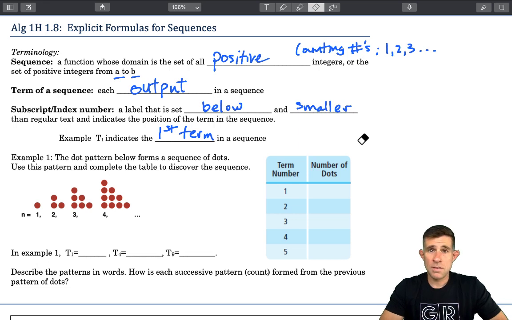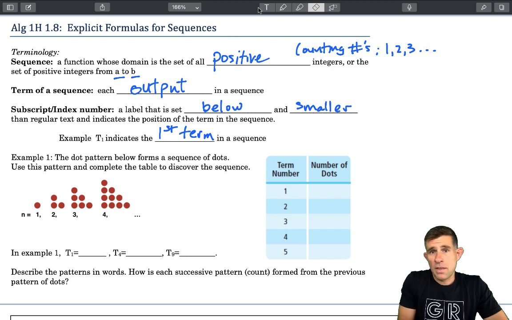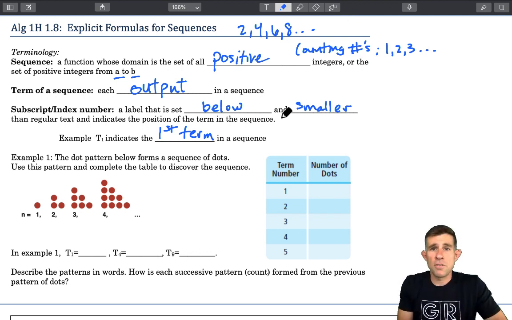Look at another way to write a function, and that's by using an explicit formula for a sequence. Now, a sequence is simply a list of numbers that follows a specific pattern. For example, if I gave you the sequence 2, 4, 6, 8, ... you could easily tell me that that's just the pattern of even numbers. The first one was 2, the second one was 4, the third, fourth, fifth, so on and so forth. You could find that pattern or sequence.